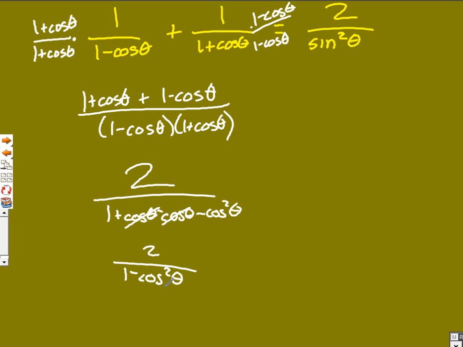And again, light bulbs, 1 minus cosine squared ought to be a trig identity. It is. 1 minus cosine squared is equal to sine squared, which is exactly what we wanted. 2 on top, sine squared on the bottom, and there you have it.